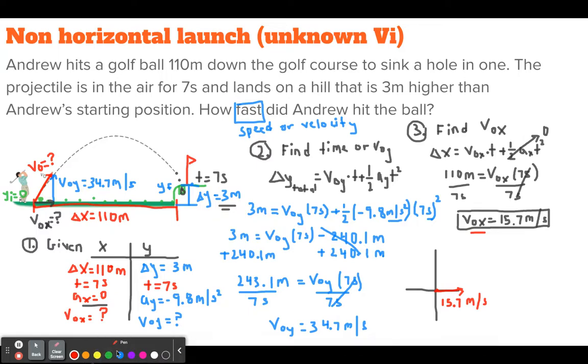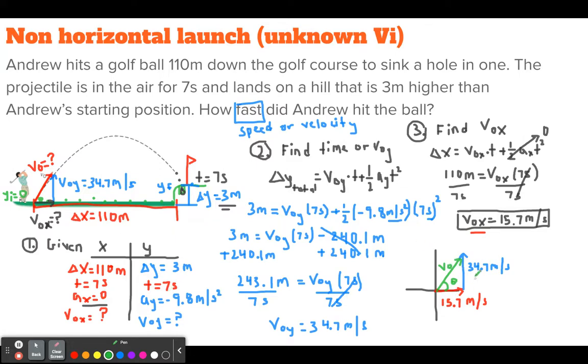We calculated our y component to be 34.7. So my y component is going to be almost double. Length is 34.7. So you have two components of our vector. We need the magnitude of that vector. So we need the hypotenuse here and the angle. So we need to find this initial velocity value, v initial.